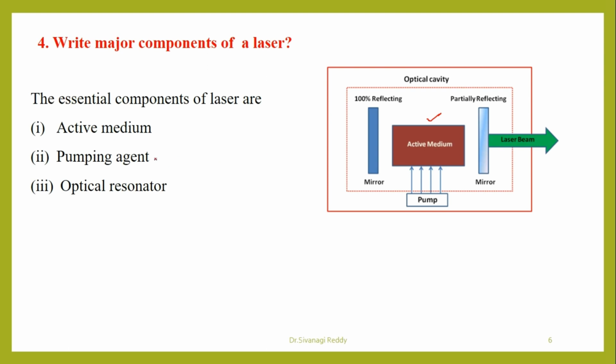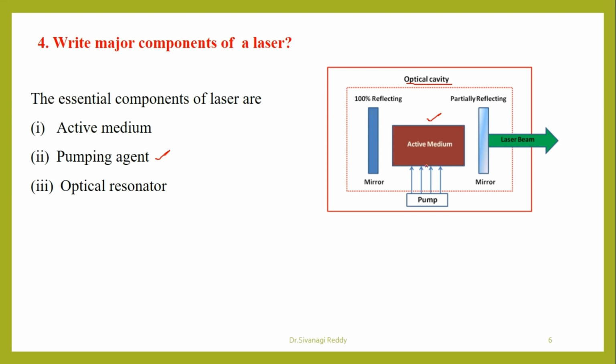And the next one is a pumping agent. So in order to pump the atoms from ground state to excited state, we require pumping. Here we will use electrical pumping, optical pumping, thermal pumping, like different methods are there. Then optical resonance. This optical cavity, whatever we are saying, that's what we call optical resonators.